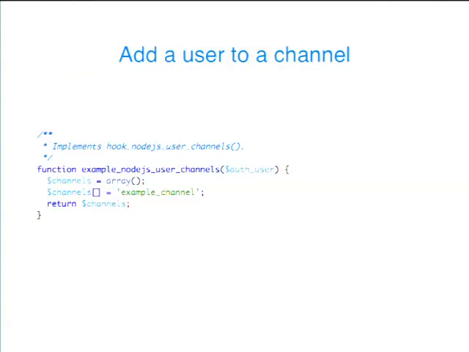This is how you add a user to a channel. In hook Node.js user channels, you just return a linear array of the channels you want to add someone to. And then they automatically get subscribed to that. So every time I load a Drupal page, a message goes out from Drupal to Node.js, informing Node.js of the channels I should currently be subscribed to.